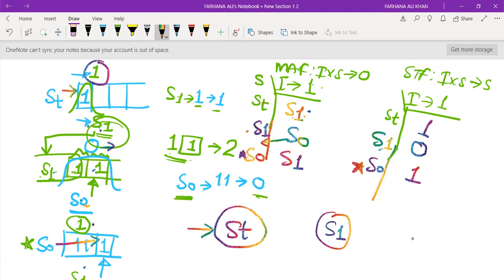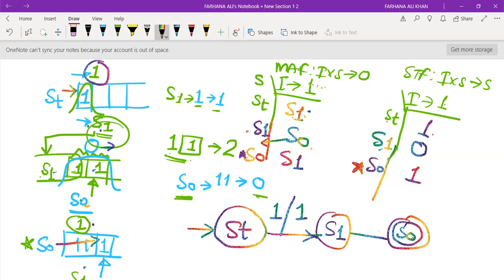So how are we going to connect them? From ST, we draw an outward arrow towards S1. And what was the input? ST on input 1. Now it is time to connect the output. ST with 1 is producing output 1, so we write that by putting a slash here. Now S1 with 1 goes to S0. This is S0, which is the final state. The final state is represented by a double circle.